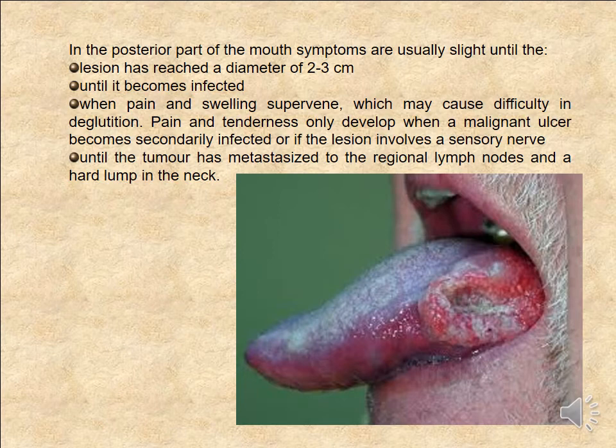In the posterior part of the mouth, symptoms are usually slight. In fact, it is a problem in the posterior part of the mouth, because the patient cannot see any lesion, unless the lesion reaches a diameter of 2 to 3 cm or becomes infected, when pain and swelling supervene, which may cause difficulty in deglutition. Pain and tenderness only develop when a malignant ulcer becomes secondarily infected, or if the lesion involves a nerve, and lastly, when the tumor has metastasized to the regional lymph nodes and hard lymph nodes in the neck.